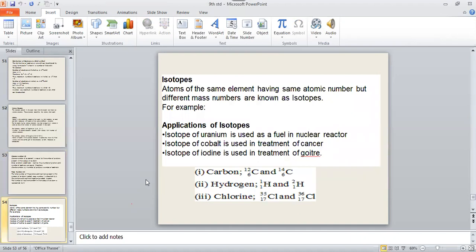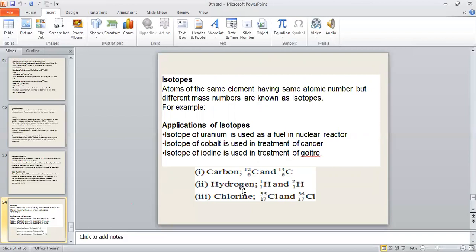Then isotopes. Before the definition, we will consider one example. Here is a carbon element having atomic number 6 and mass number 12. This is again an atom of the carbon element, atomic number 6 and mass number 14. Here the atomic numbers are the same, but the mass numbers are different. These are called isotopes.